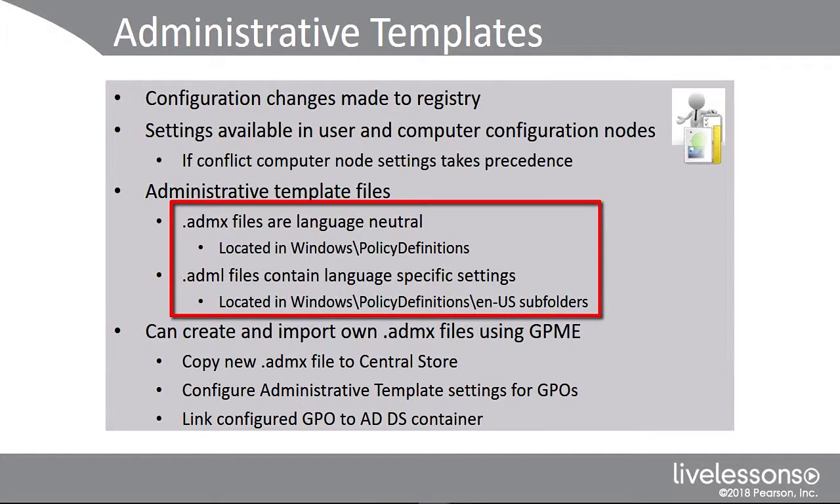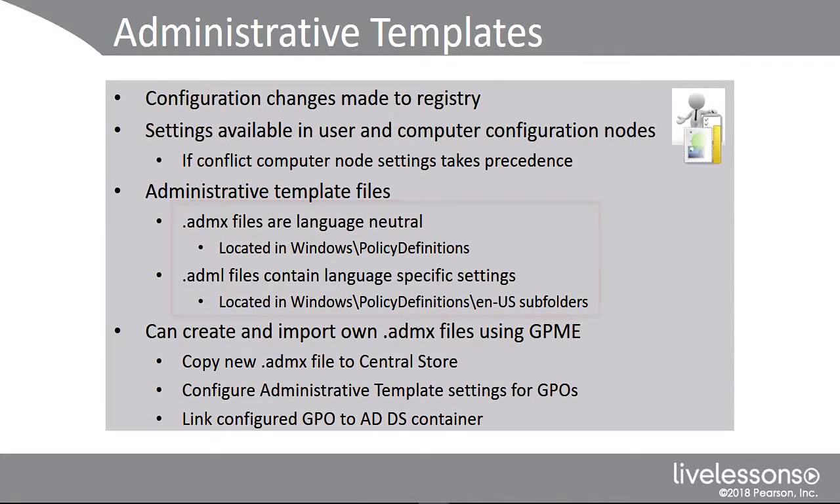The ADML file is language specific, and as you can see with the directories, your ADMX files are located in the Windows policy definitions. We have en-US as a subfolder, so anything English language specific will be in that folder. We can create our own ADMX files and import them using the Group Policy Management Editor. You'll just create the ADMX file and you'll copy that to the central store. And the benefit of a central store for storing these is all the domain controllers have access to the same files, so you don't have any conflicts.